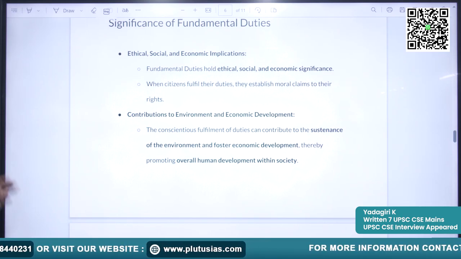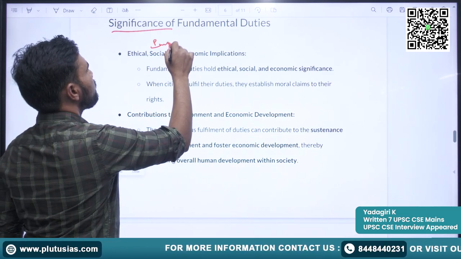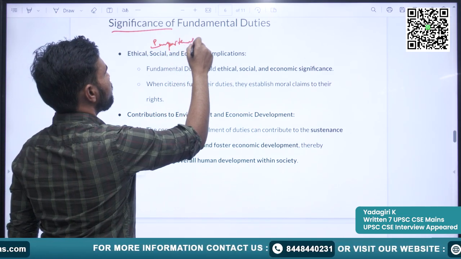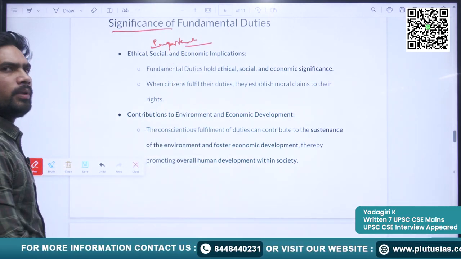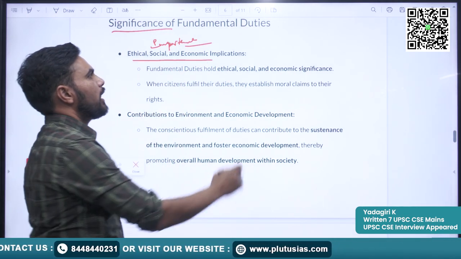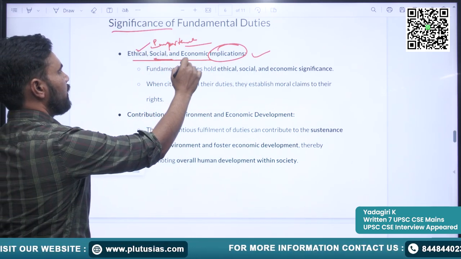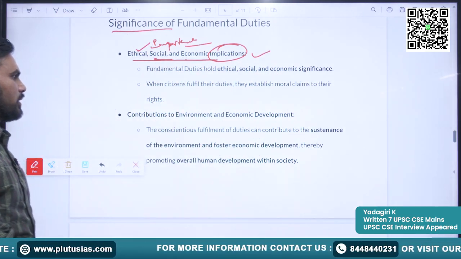Now we will see the significance. Significance means the importance of fundamental duties. Right. So basically the fundamental duties have ethical, social and economic implications. So ethical implications, social implications and economic implications.